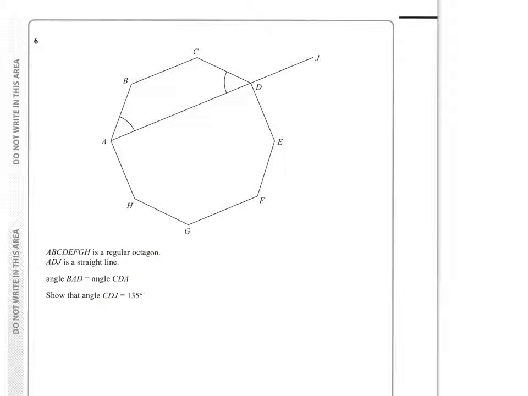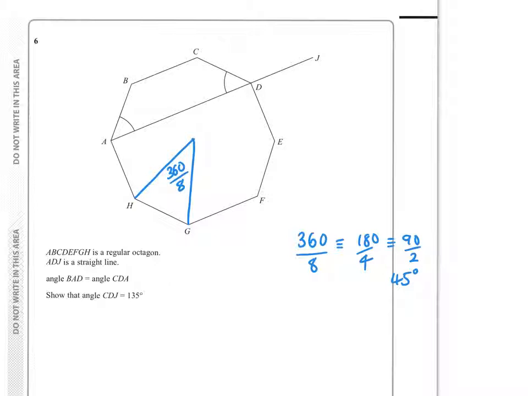Question 6. There's two approaches here to finding the interior angles of an octagon. One is that you can just look at a centre angle, like so. Know that that's 360 divided by 8. And 360 divided by 8 is 180 divided by 4, which is 90 divided by 2, which is 45 degrees.